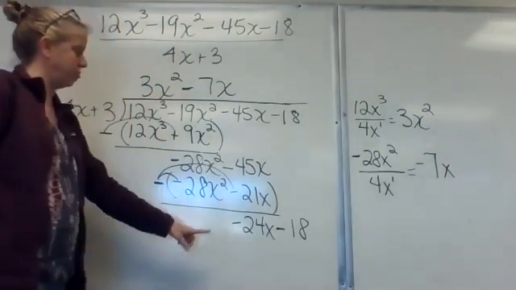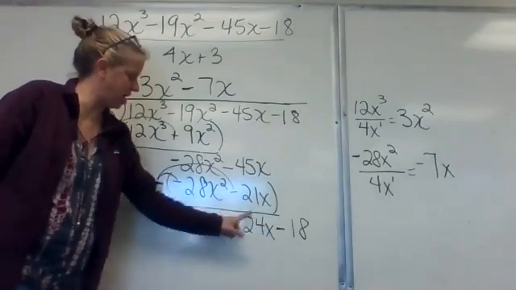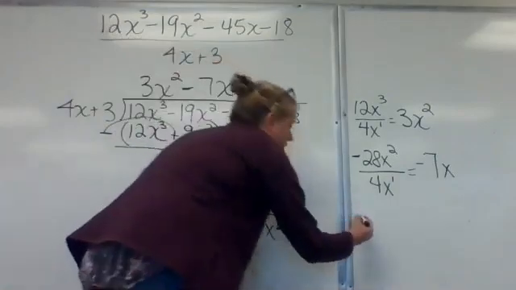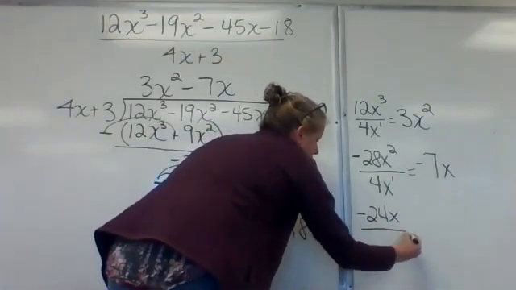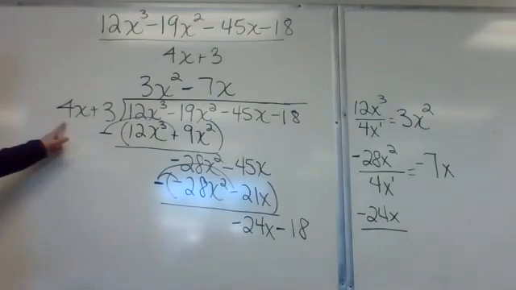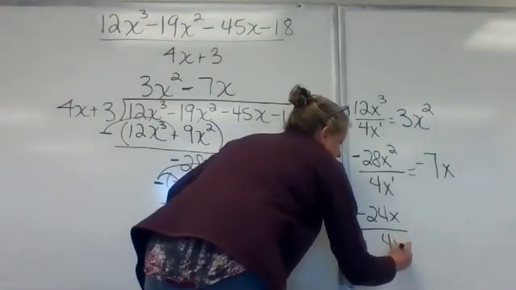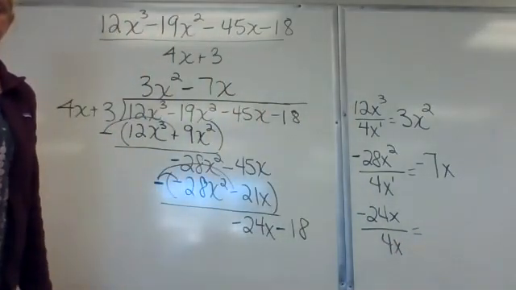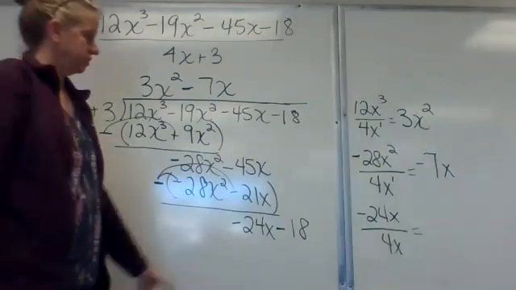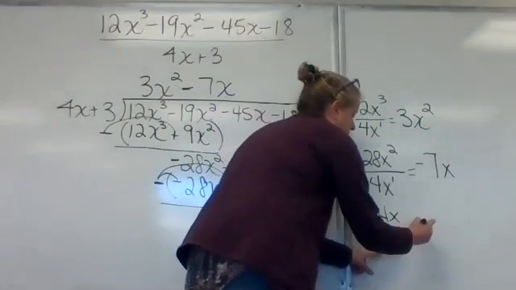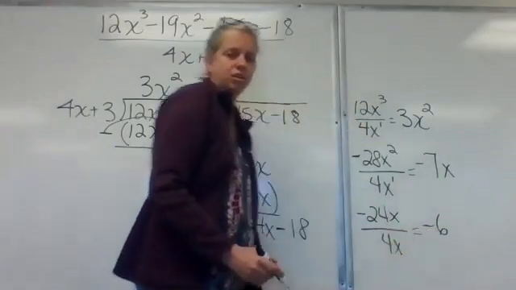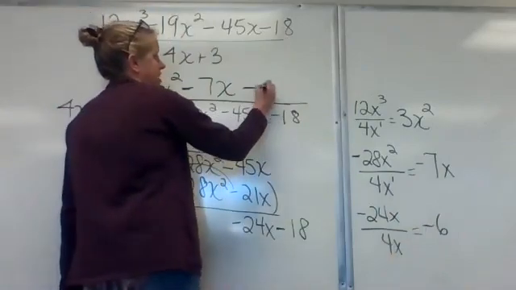All right, so last step. What's the step always? When you get to this point, you're going to put this first term, which is -24x, over this first term, +4x, and simplify it. -24 divided by 4 gives me -6, and my x's would cancel. So all I'm left with right there is that -6, and that's what comes here.